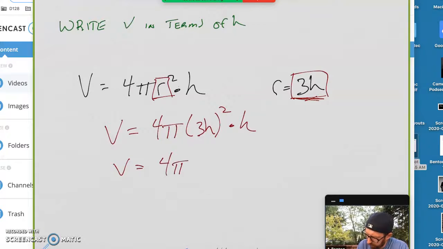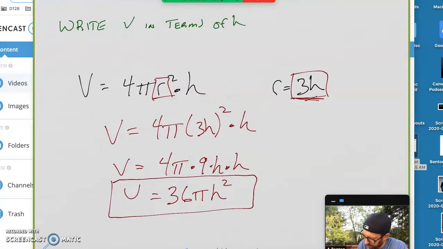4 pi, can't do anything there. 3 squared is 9. H squared is H times H. And then finally, 4 times 9 is 36. Pi H times H is H squared.